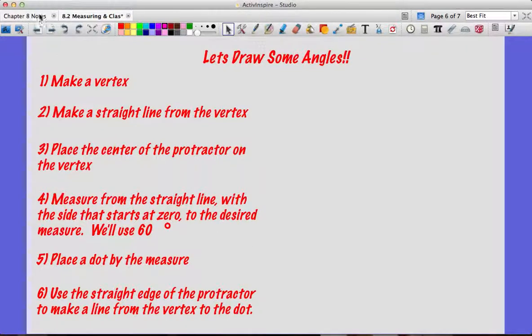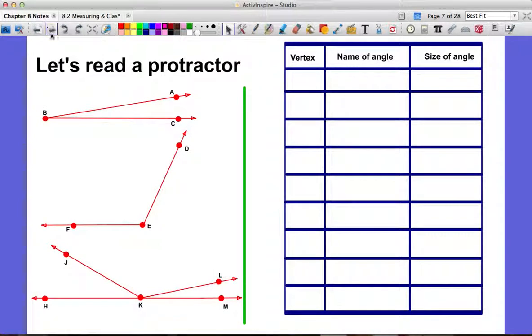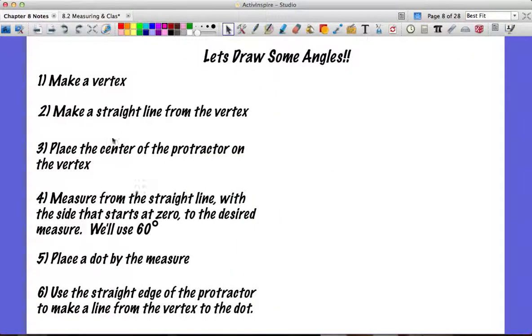The next step that we are going to do is move on to creating angles. So you'll notice that I have the steps in here in your notes as well. I want you to follow along, and anything you see me do on the screen, I want you to do in your notes. You may need to stop and pause in order to stay on pace or to make sure that you can draw your angle correctly.